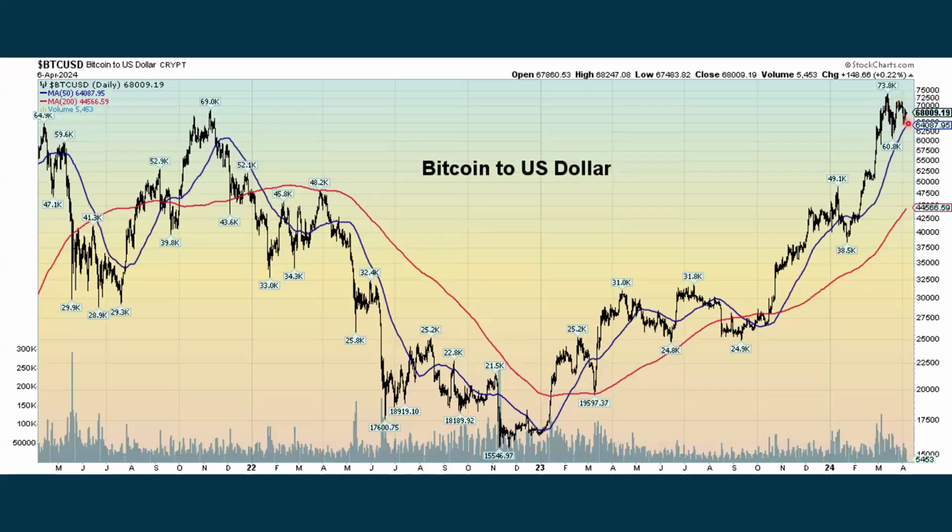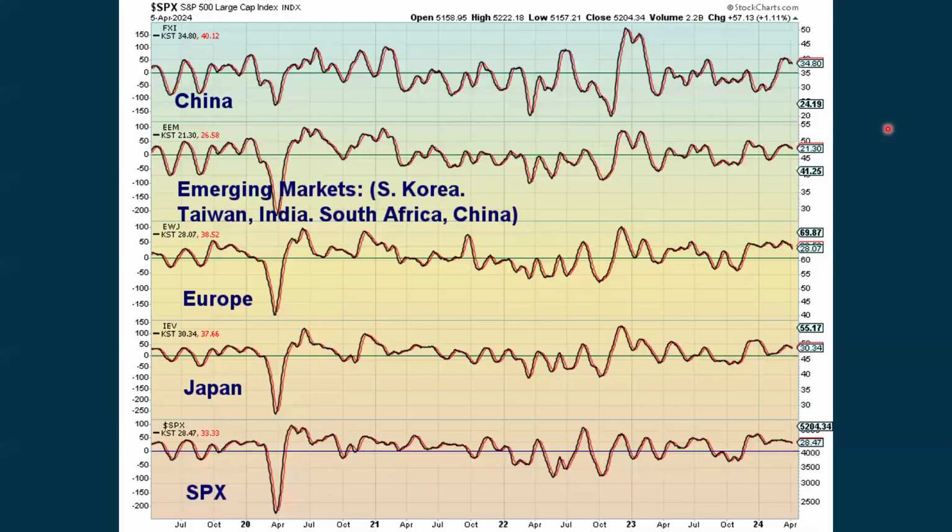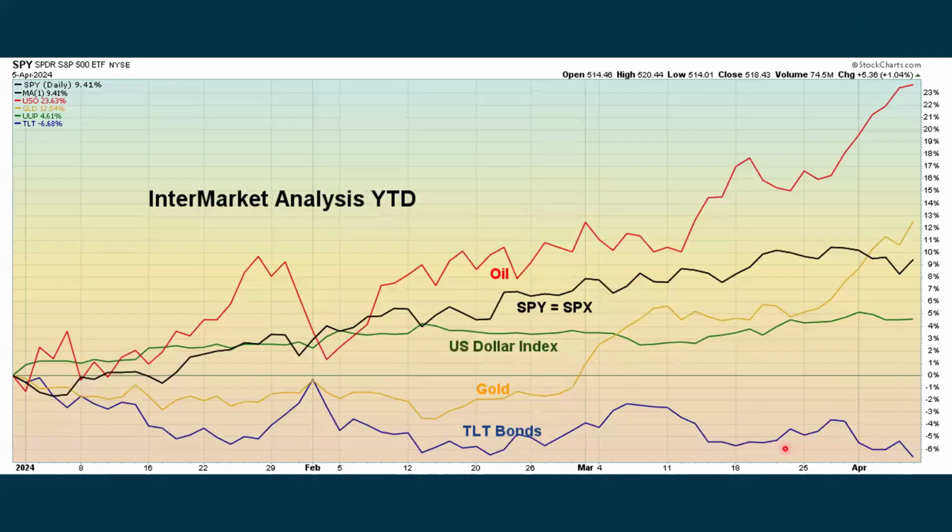Bitcoin coming off of recent all-time highs as it's been chopping around lately. And then we look at a weekly chart internationally where China is in a downtrend, as are the emerging markets, Europe, Japan, and even we're seeing some weakness now in the US.